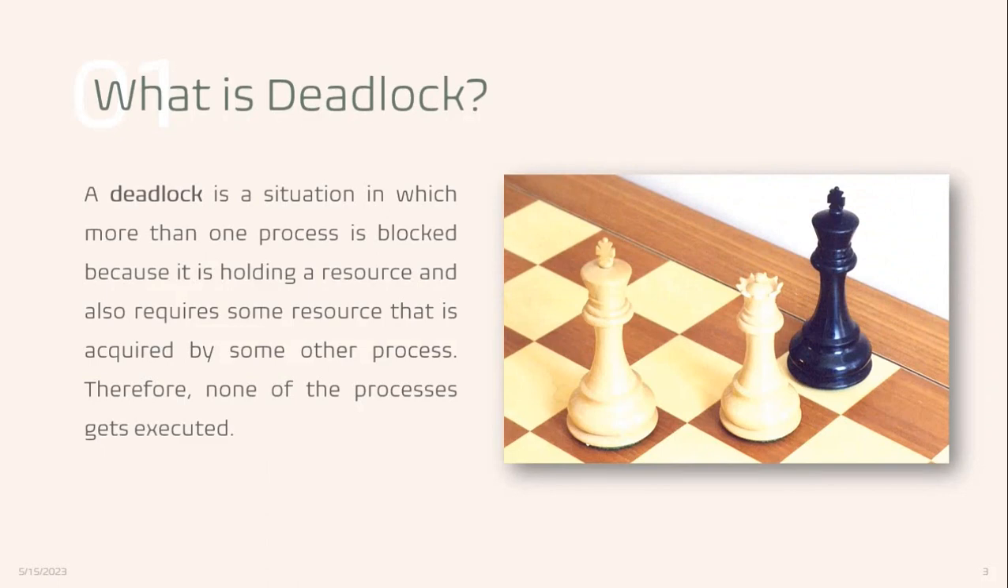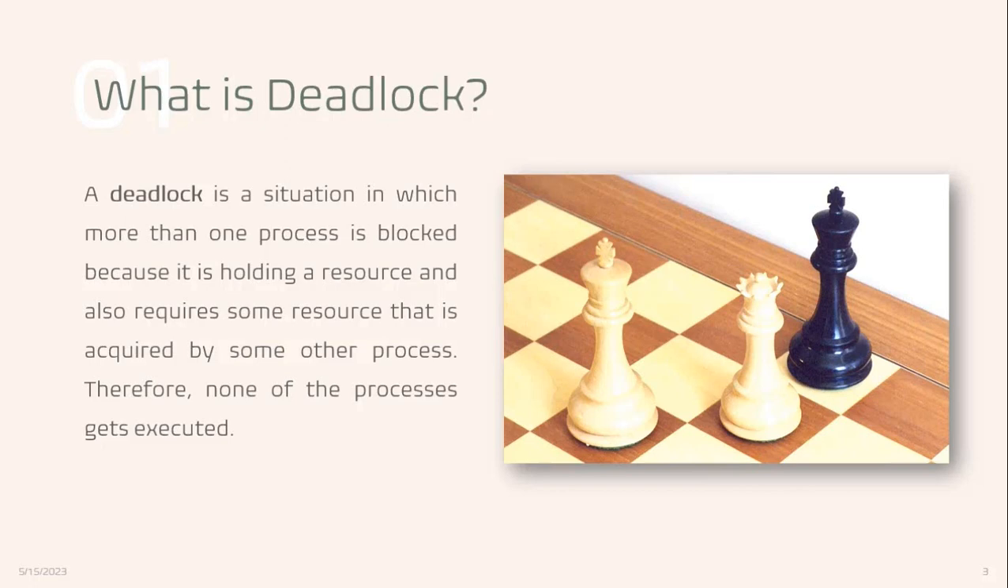In terms of operating system, a deadlock is a situation in which more than one process is blocked because it is holding a resource and also requires some resource that is acquired by some other process. That is, I have a process P1 which holds a resource and it requires some other resource which is held by some other process. So both the processes cannot execute. Thus, none of the processes get executed and it results into deadlock.